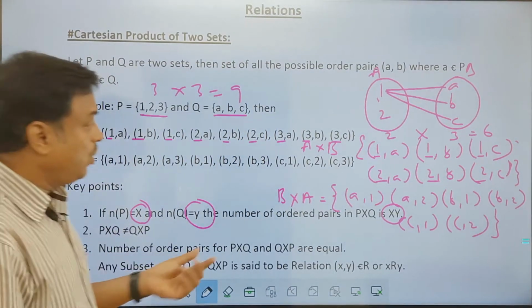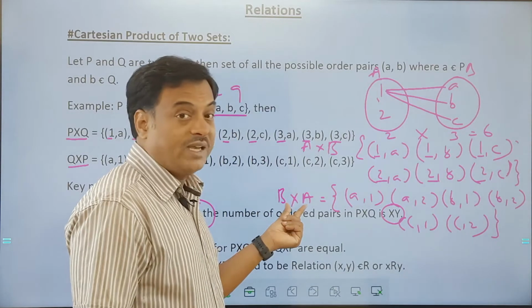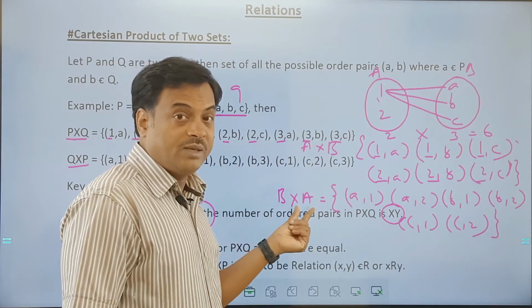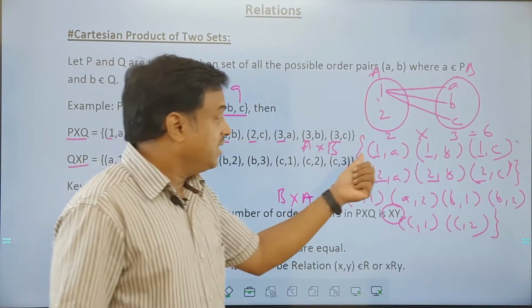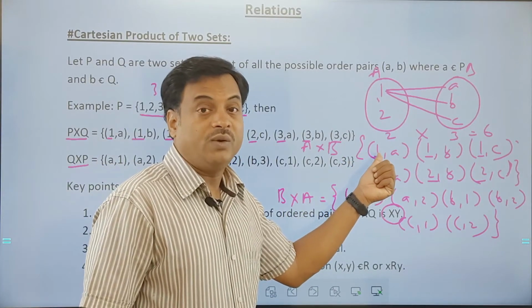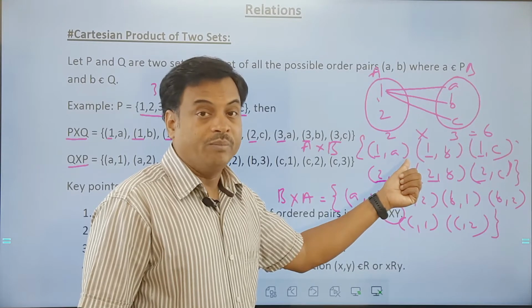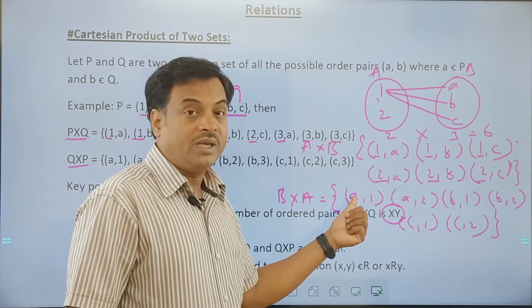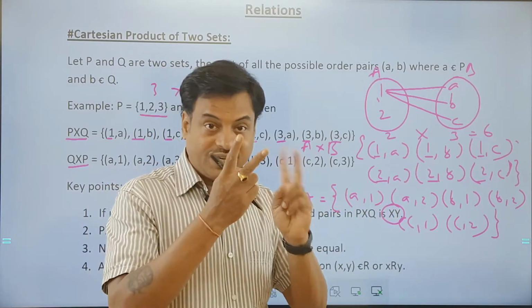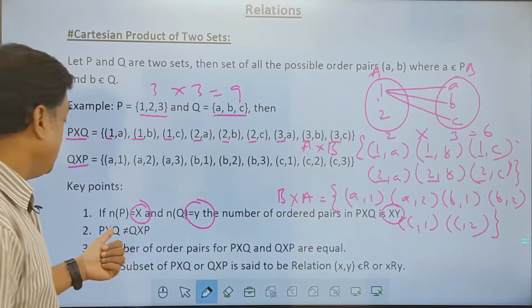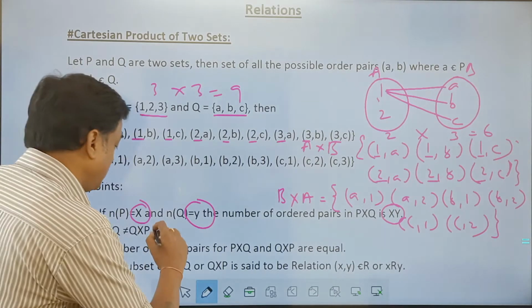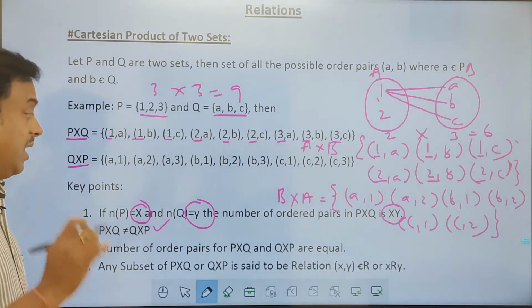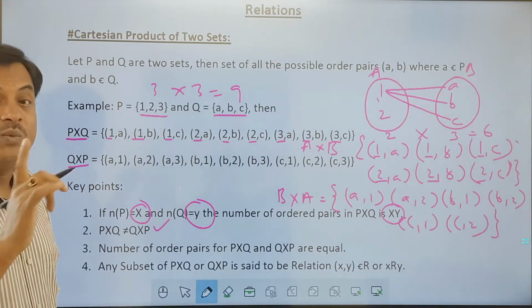Second, as I told you, A into B is not the same as B into A, because the order of mapping will change. Here the first coordinate will be from A and the second from B. Here the first will be from B and the second from A. So the order is reversed here. So P into Q will not be equal to Q into P. This point is also important. But the number of pairs which I get will be equal.